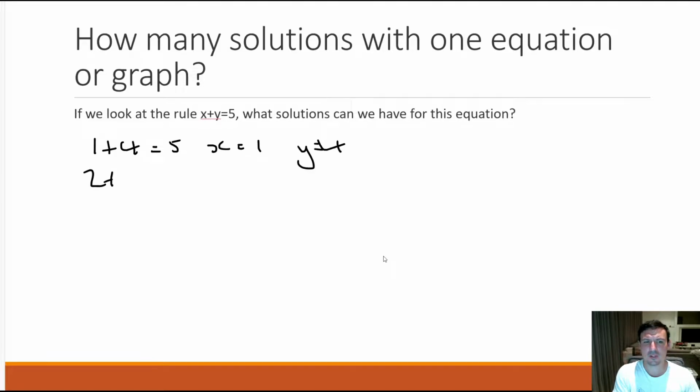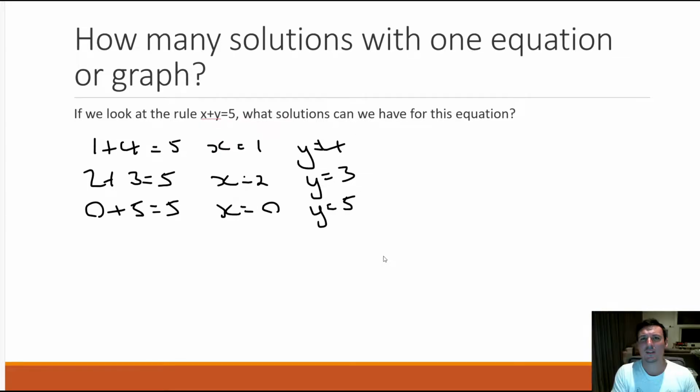I can have 2 plus 3 equals 5. So x would be 2 and y would be 3. I could have 0 plus 5 equals 5. So x could be 0 and y could be 5. We can see if we keep going, we can do this forever.